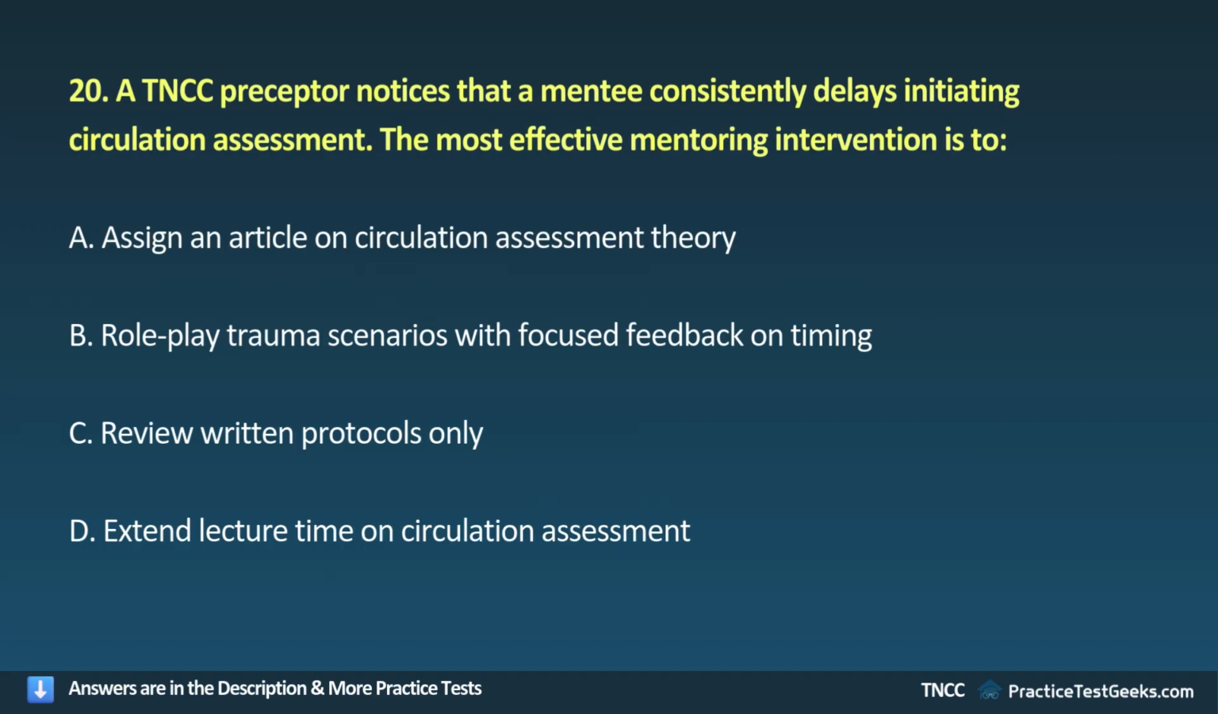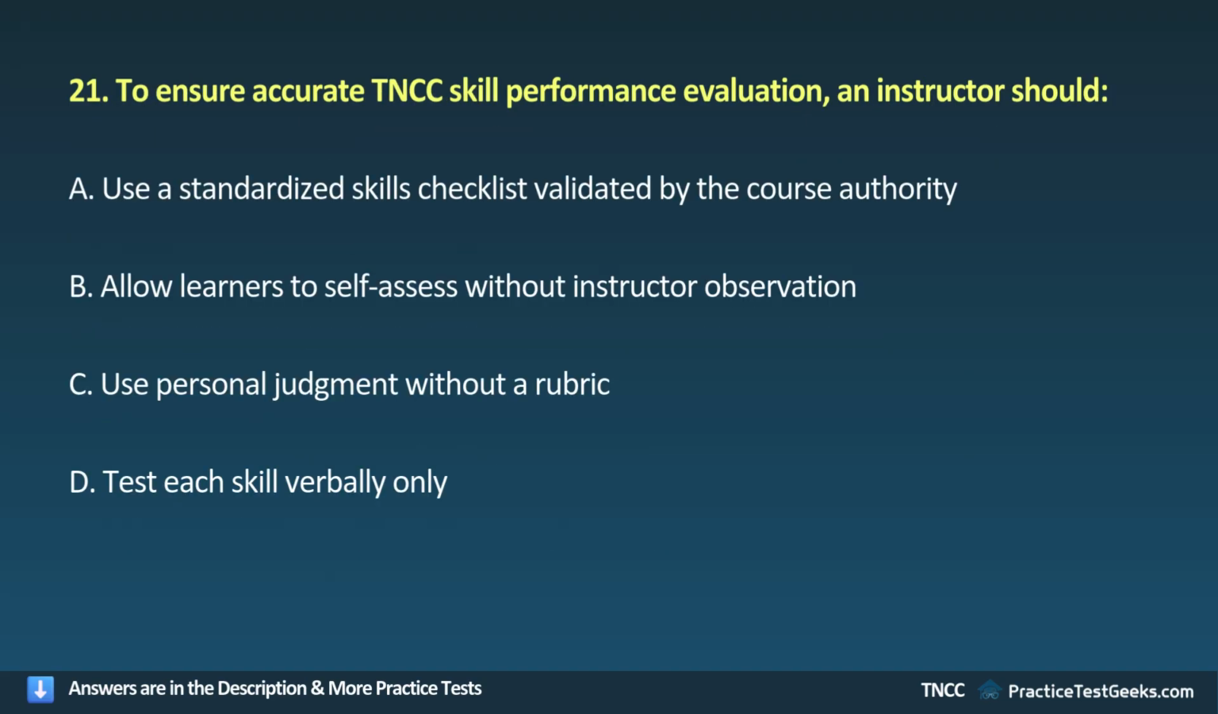20. A TNCC preceptor notices that a mentee consistently delays initiating circulation assessment. The most effective mentoring intervention is to A. Assign an article on circulation assessment theory. B. Role-play trauma scenarios with focused feedback on timing. C. Review written protocols only. D. Extend lecture time on circulation assessment.